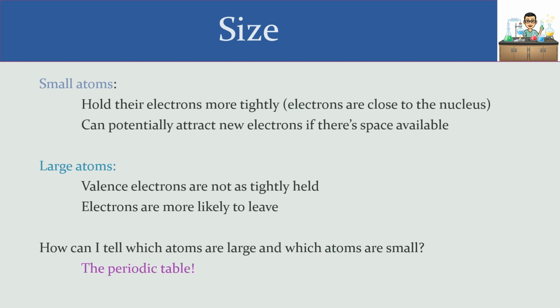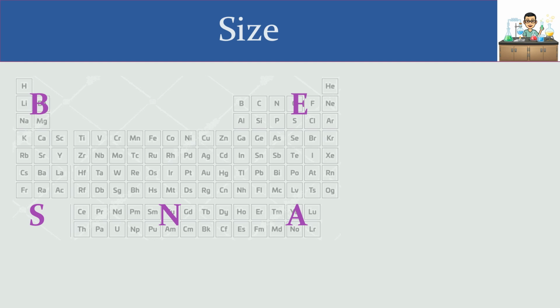So how can you tell if an atom is large or an atom is small? Well, the answer lies in the periodic table. You could look things up in a reference source, whether it's PubChem or Wikipedia or something like that. But if you wanted to take a look at broad strokes of which atoms are small and which atoms are large, we're going to take a look at the periodic table. I've labeled this periodic table with a whole bunch of letters.